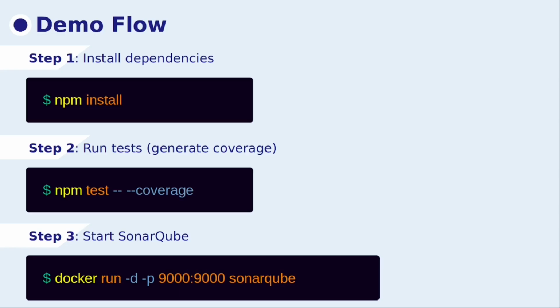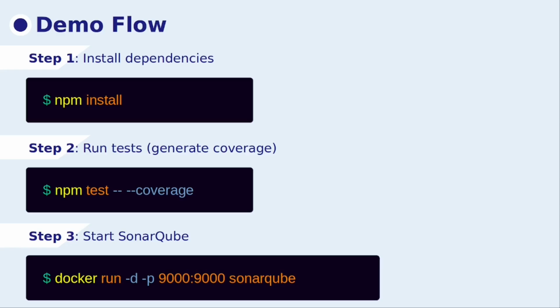Demo flow. This session shows how to run the project step by step and observe the improvement between bad code and clean code. 1. Install dependencies. First, install the required packages. 2. Run tests, which execute the tests and generate the coverage report.